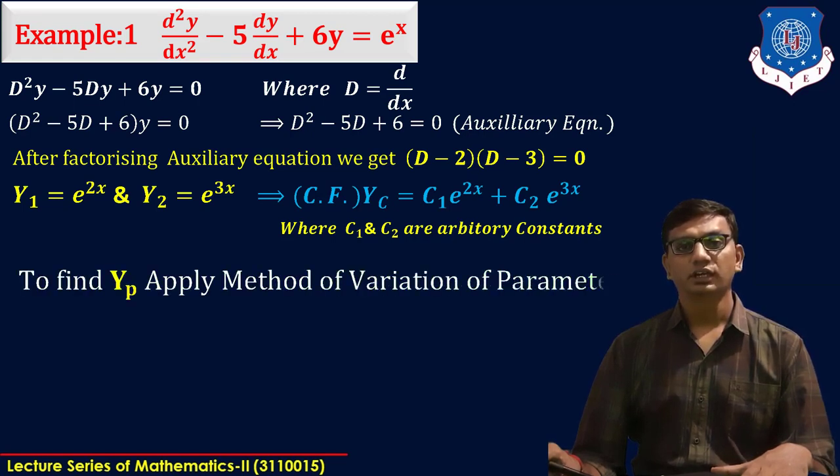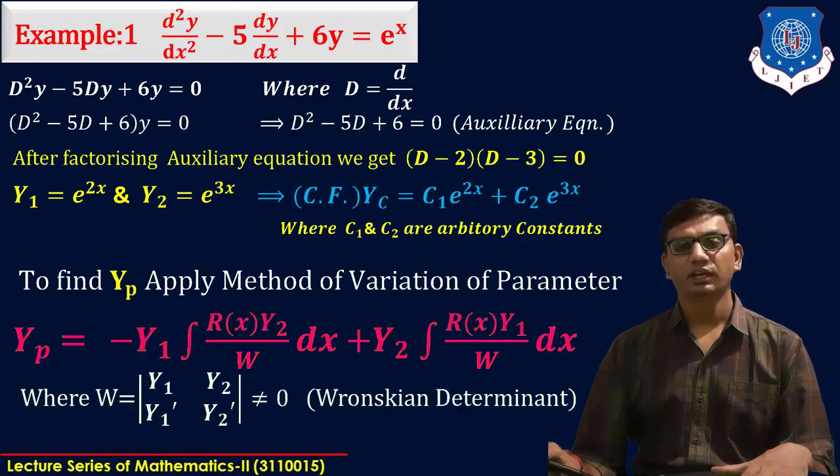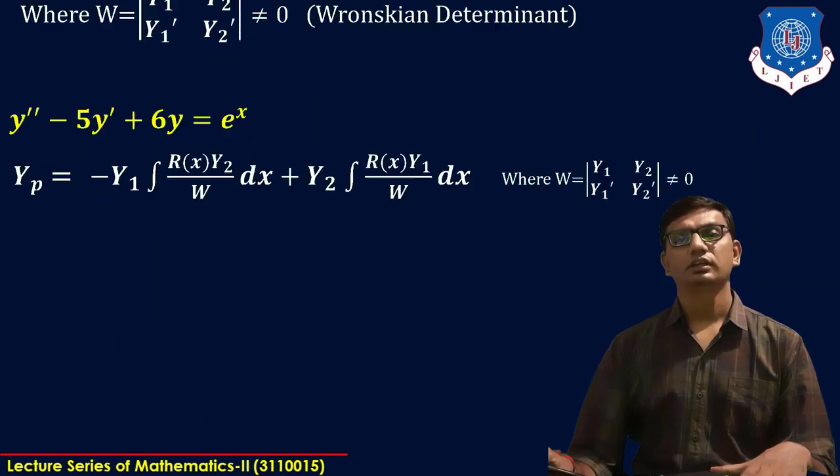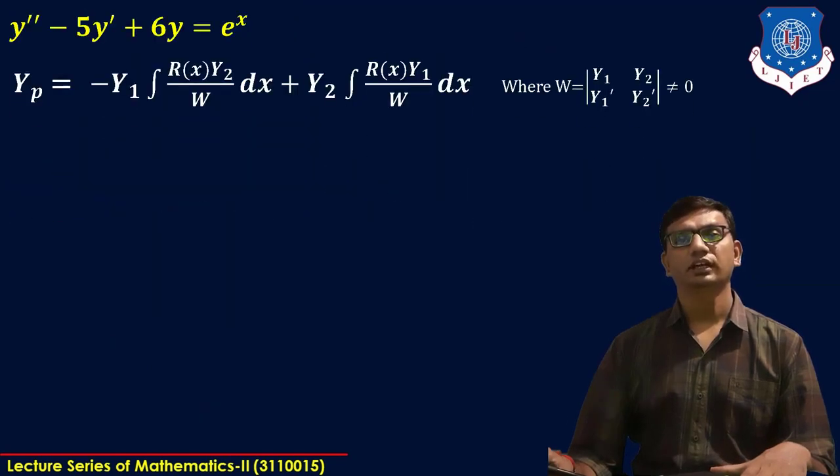Here, to find yp, we apply the method of variation of parameters, which is yp equal to minus y1 integration of Rx y2 upon W dx plus y2 into integration of Rx y1 upon W dx, where W is the Wronskian determinant, y1, y2, y1 dash, y2 dash. Here Rx is e raised to x, and y1 and y2 are already obtained from the corresponding homogeneous linear differential equation. Here yp is obtained by this formula, and y1 equal to e raised to 2x, y2 equal to e raised to 3x, Rx is e raised to x.